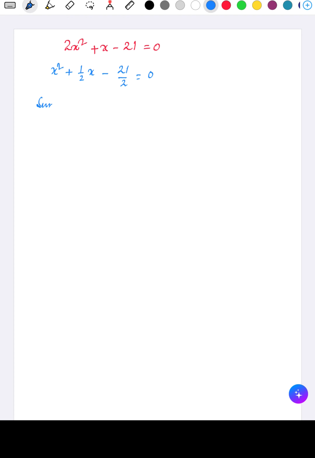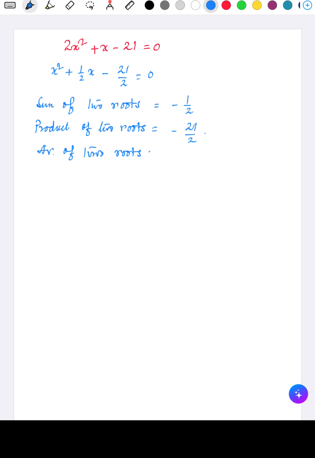Here, sum of two roots is minus half, product of two roots is minus 21 by 2, average of two roots is minus 1 by 4. Hence, the two roots will be minus 1 by 4 plus d and minus 1 by 4 minus d.